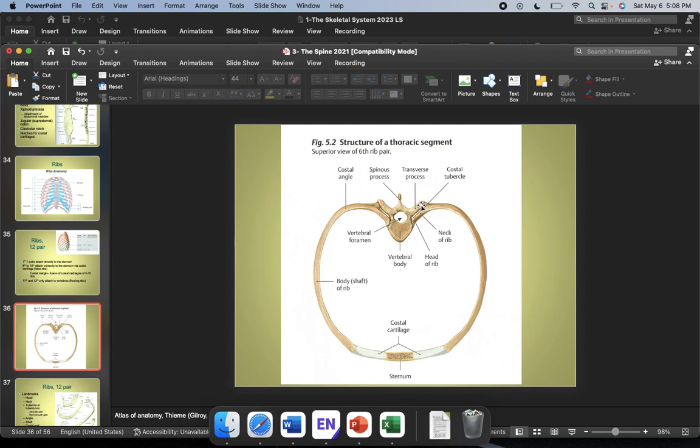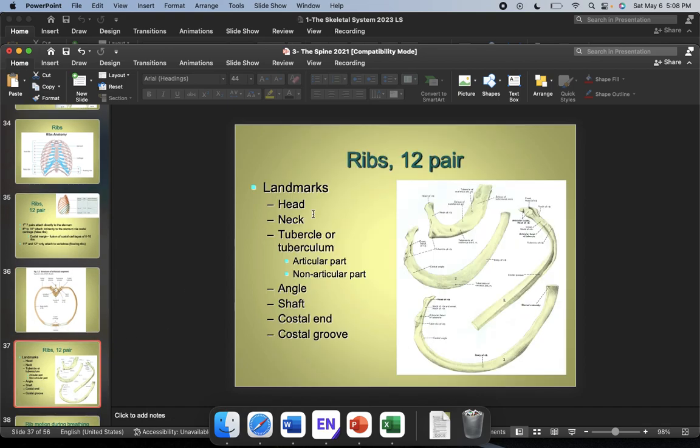transverse process of a thoracic vertebra as it's angled up and then comes anteriorly. So each rib will only have 1 point of attachment on a transverse process, while it may have 2 points of attachment at the head of the rib. This slide here is going to help remind you of the structures that you should be learning in lab for each rib.